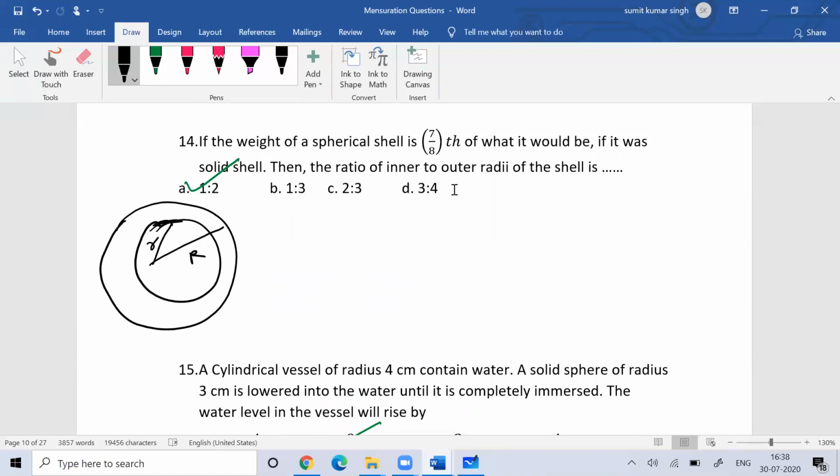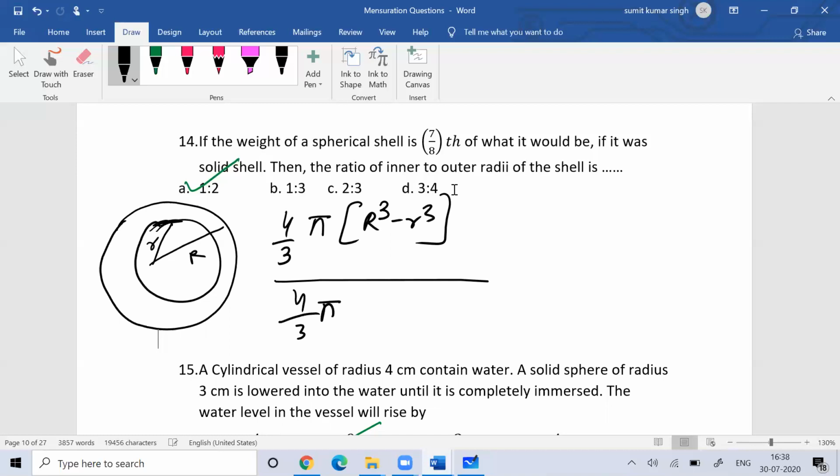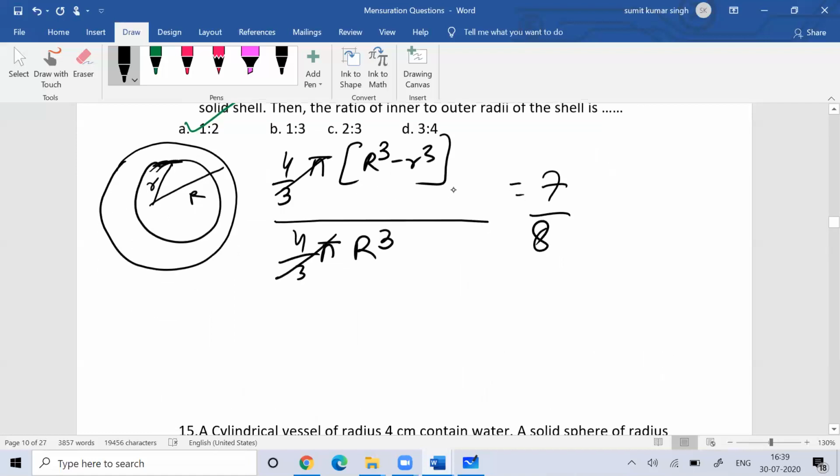Fine. So if you talk about the weight of the spherical shell, imagine it's somewhat kind of a ring structure. So the volume of that would be 4 by 3 pi into R cube minus small r cube. Now if this would be a solid structure, then there would not be small r on that. There's nothing like a ring. So then its volume would be 4 by 3 pi capital R cube, and this is 7 by 8. So you can cancel 4 by 3 pi. So now they're asking you this ratio. You just need to solve it.